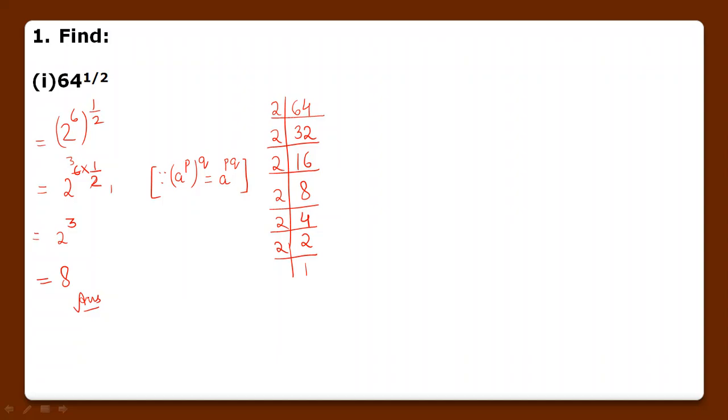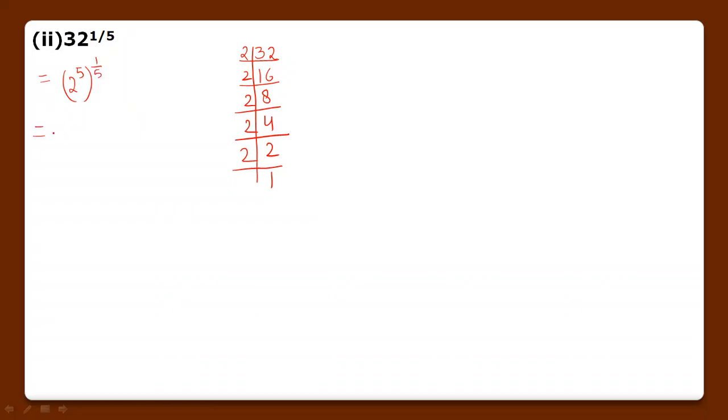We have simplified it. Next is 32 raised to the power 1 upon 5. Again we will do the prime factorization of 32 in the same way as we have done for 64. We will write 32, then 16, then 8, then 4, then 2, 2, 1. So how many times does 2 come? 5. So it is equal to 2 raised to the power 5, whole raised to the power 1 upon 5.